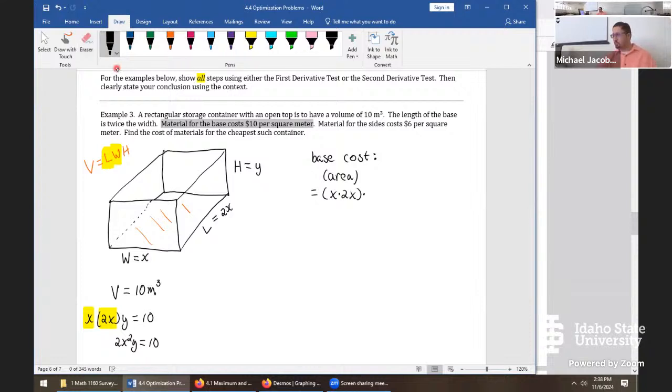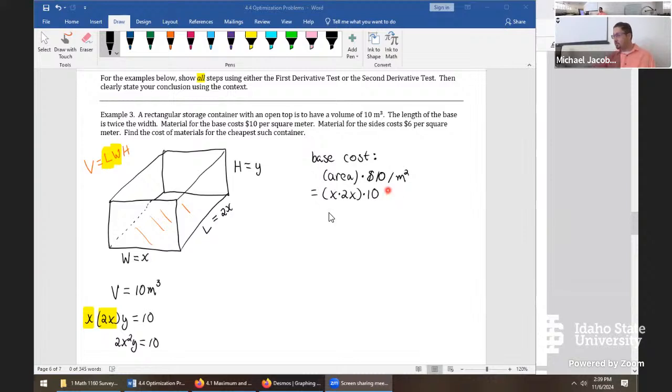The base cost, it's more expensive. I guess that's to support the weight of whatever's going in this thing. We don't ask questions. We're just going to minimize its cost. So times $10 per square meter. So there should be a 10 down there as well. Again, thanks for spotting that one.